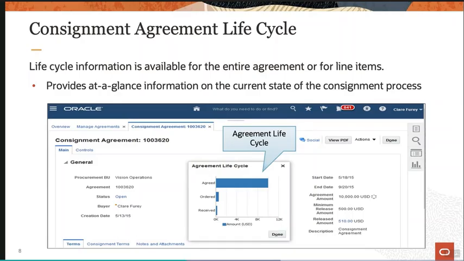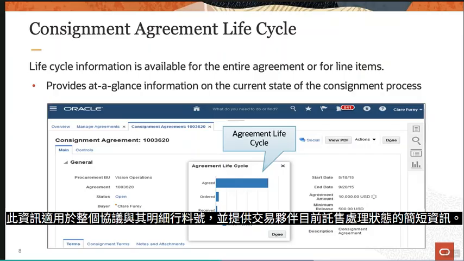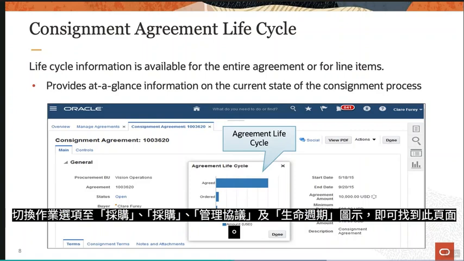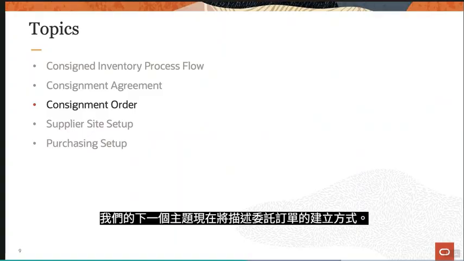This screen shows how the lifecycle tracking pages provide the capability for the buying organization and suppliers to monitor usage of the consignment agreement throughout the fulfillment process. The agreement lifecycle shows agreement amount and summarized information from downstream execution documents such as amount ordered, received, delivered, and invoiced. This information is available for the entire agreement and its line items and gives the trading partner at-a-glance information of the current state of the consignment process. This page can be found by navigating to Procurement, Purchasing, Manage Agreements, then the Lifecycle icon. Our next topic will now describe how the consigned orders are created.